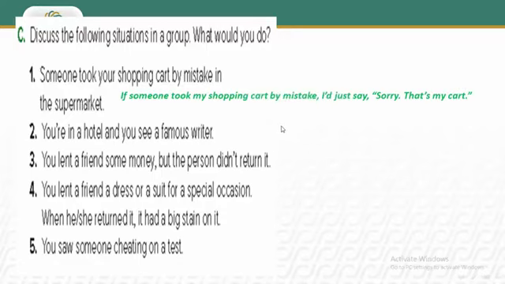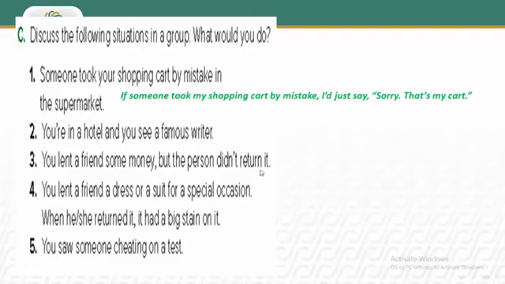It's a possible example or sample answer, and you can add a different answer according to your own opinion. For example, if someone took my shopping cart by mistake, I would just say, sorry, that's my cart. Or you can answer on your own. Number 2, you're in a hotel and you see a famous writer. What do you do? Or what would you say to him?